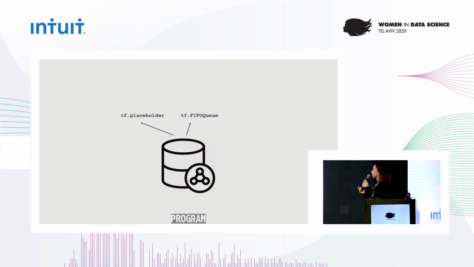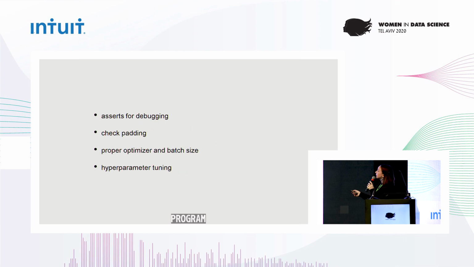Another thing is FIFOQueue, which was introduced in 1.0. And also another thing is the tf.data module. It was introduced with TensorFlow 2.